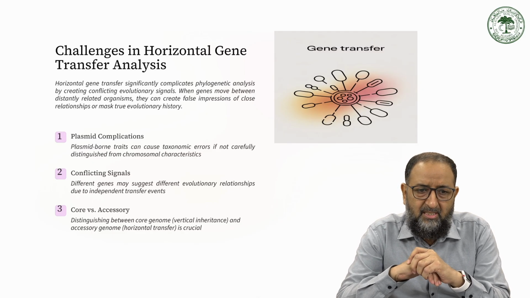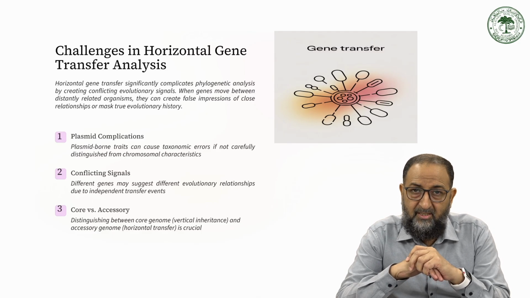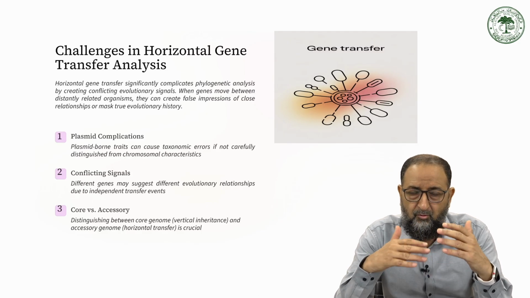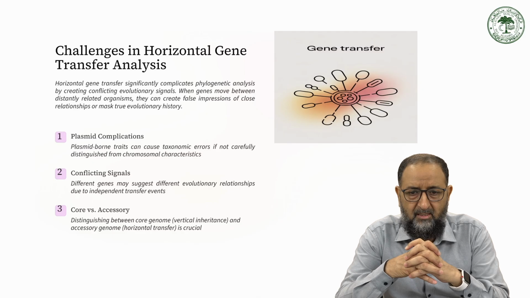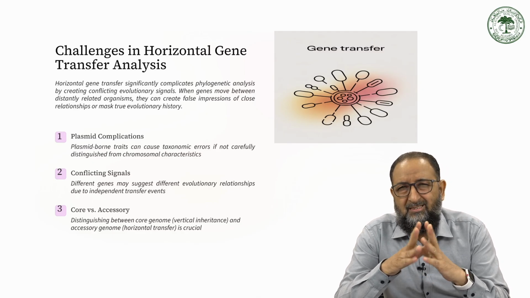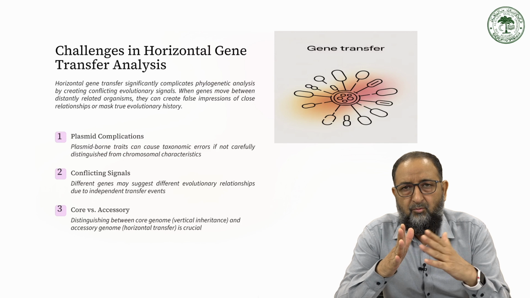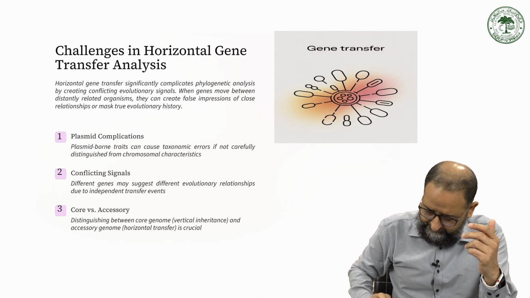Core versus accessory means distinguishing between the core genome, that is the main genome with vertical inheritance, where the genome divides and can differentiate into two different cells. And accessory genome means horizontal gene transfer, for example, the gene transfer through plasmid, through transposon, through IS elements and through other things.